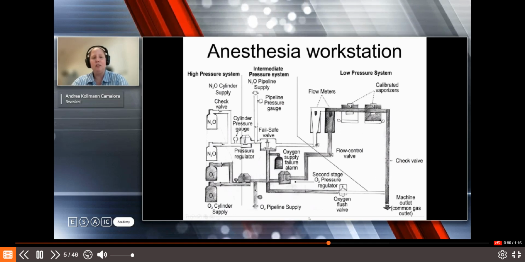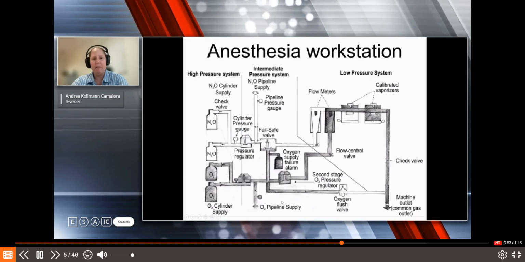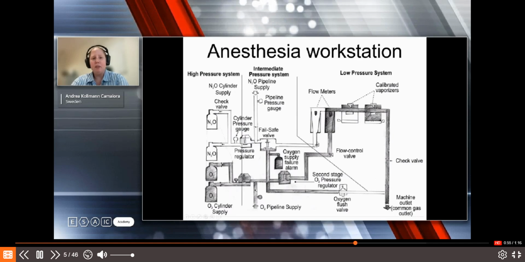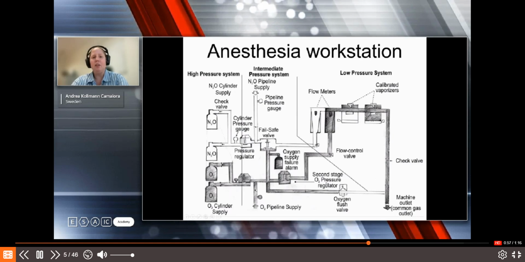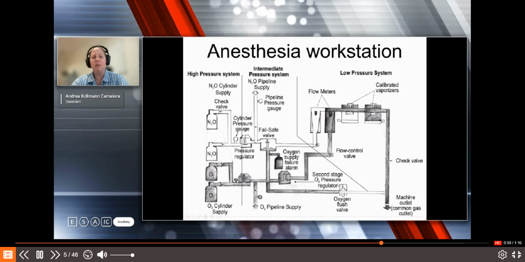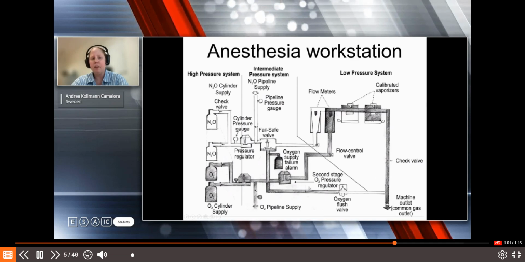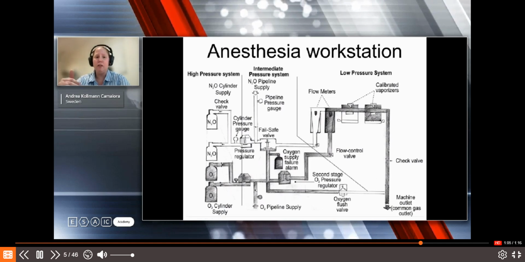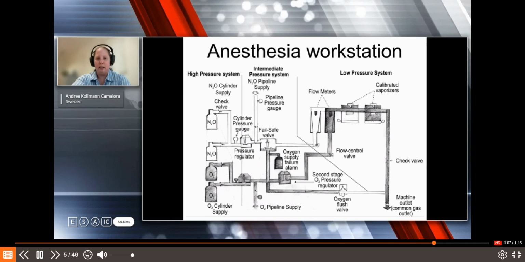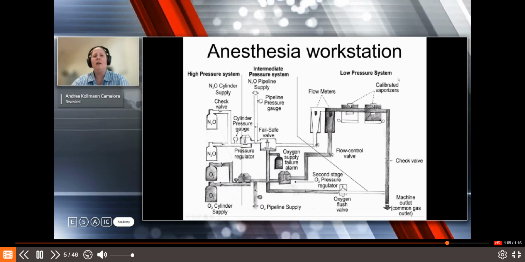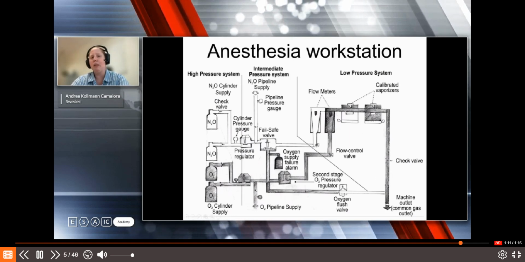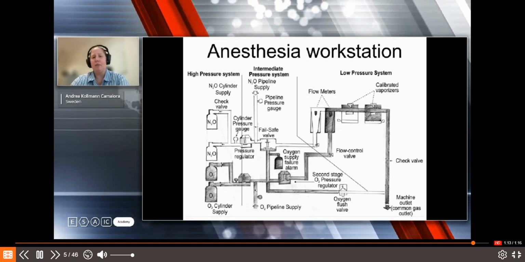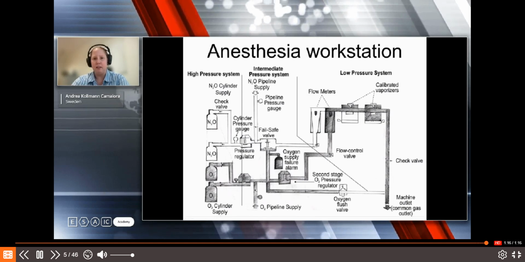So as you see here, there is a pipeline supply. And then from the intermediate pressure system, it undergoes a second stage oxygen pressure regulator. And then the pressure is lowered even more, so it can actually enter the machine. And then the low pressure system includes the flow meters, the vaporizers, and finally into the patient.